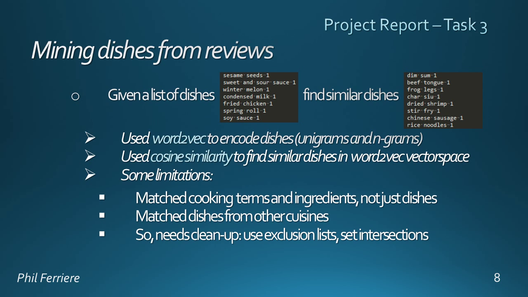The purpose and usefulness of Word2Vec here is to group the terms with similar context together in vector space. Using cosine distance in Word2Vec vector space, I searched the entire corpus of Chinese restaurant reviews for terms similar to the ones in the original list. Using this technique, I was able to mine quite a few additional Chinese dishes. There were also a lot of cooking terms and ingredients, but it's not that surprising.